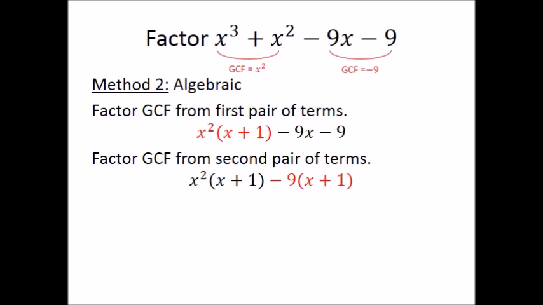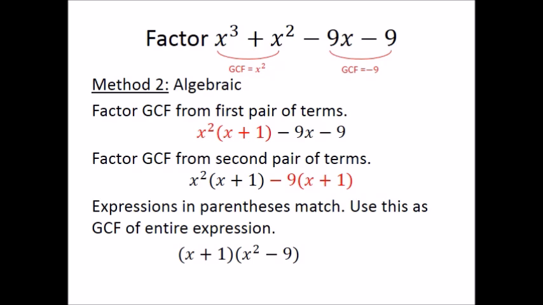If they don't match, then we've either made a mistake or the grouping method doesn't work for this expression. To complete the process, write the matching parentheses once, and then fill in the other set of parentheses with the terms that are outside the parentheses from the previous line. And again, the x squared minus 9 would factor further.